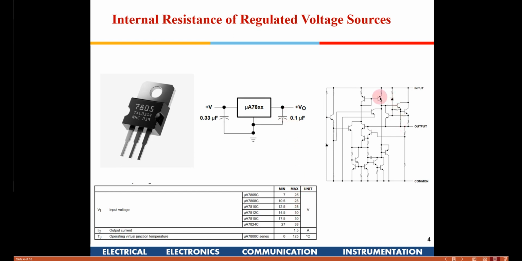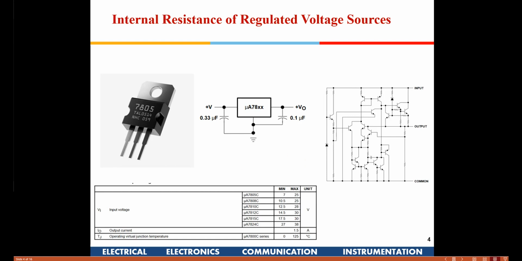This is the internal circuit diagram of this IC. Again, there is no need for you right now to understand all these things. I am just giving an overview. Why I introduced this topic to you is, suppose we have something like this in our circuit, will it have an internal resistance? Anybody?